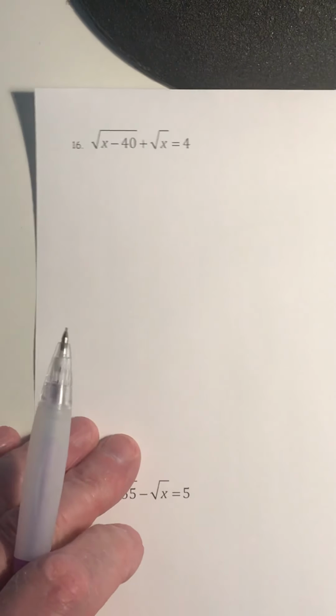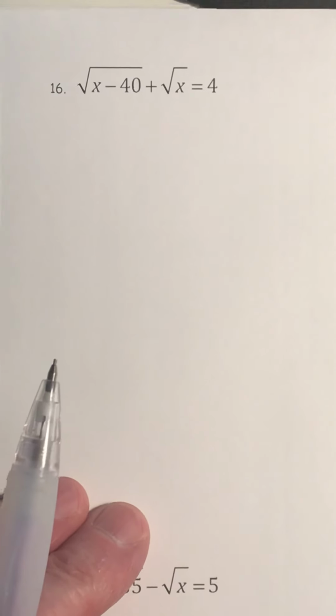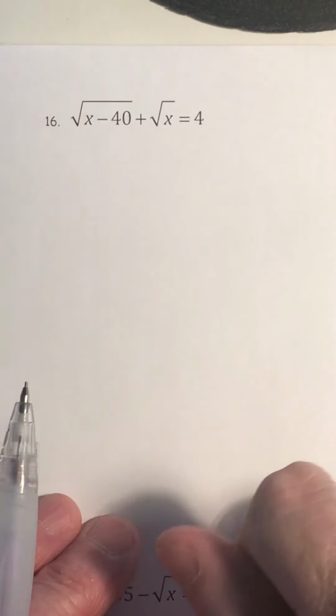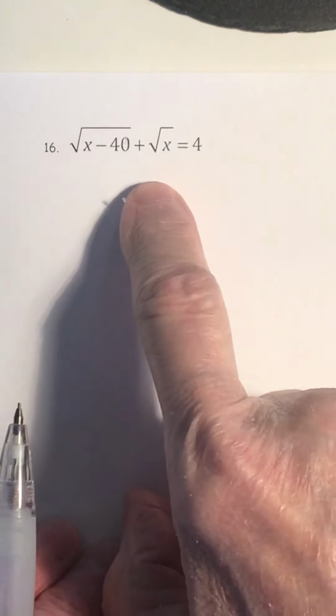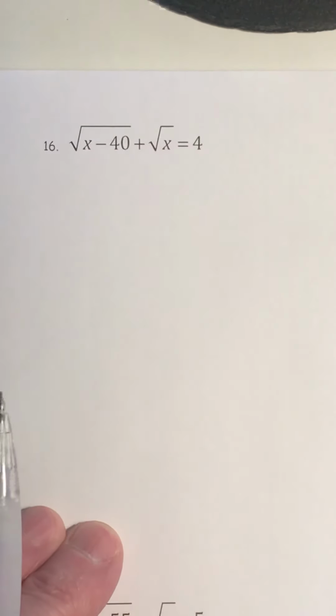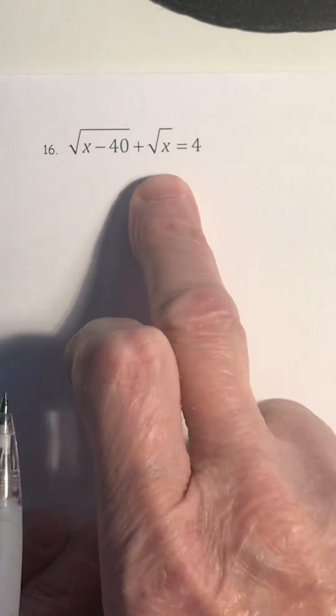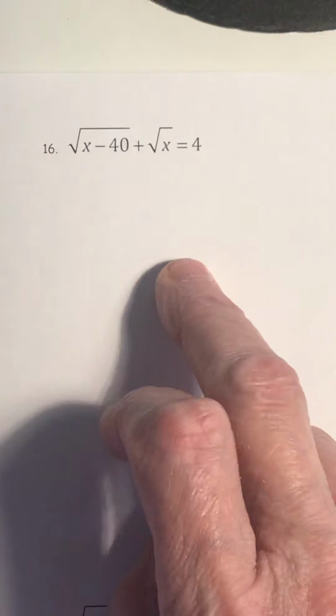Page 6, number 16. Another situation with two radicals. We need to isolate one of them. I'm going to subtract the simple one from both sides.